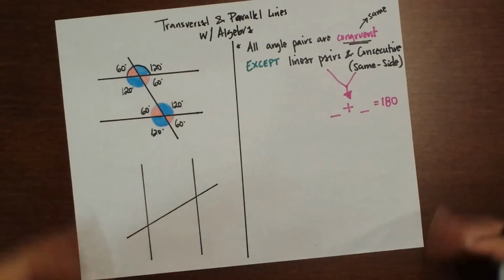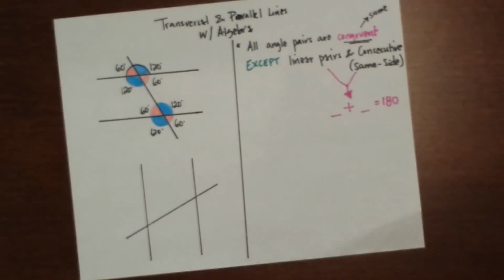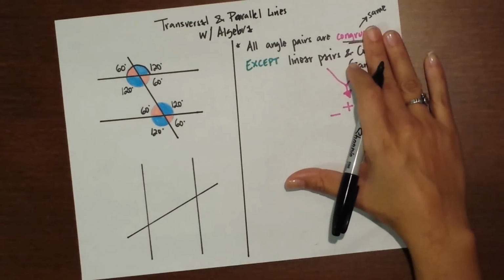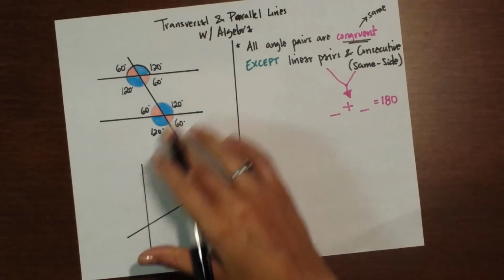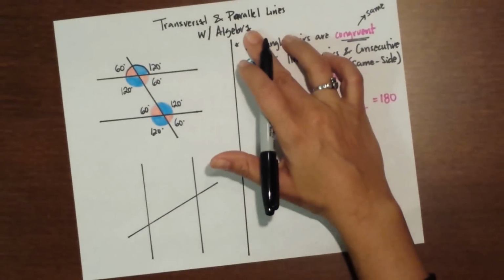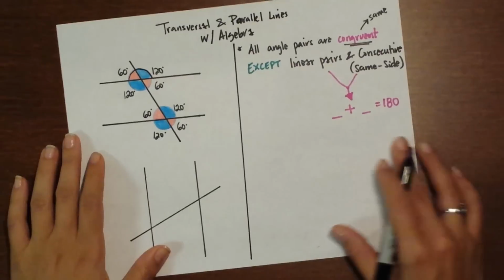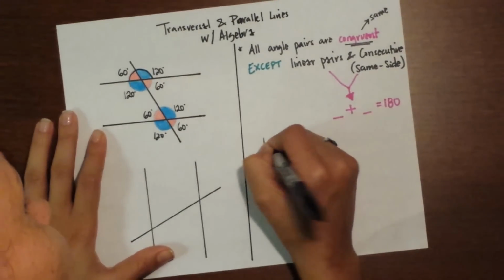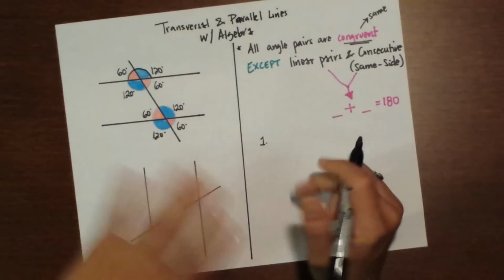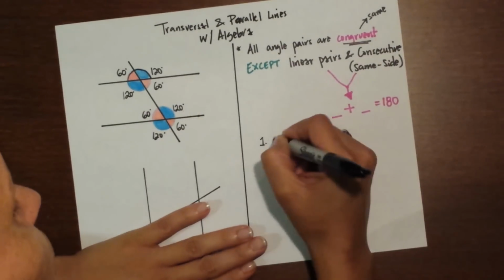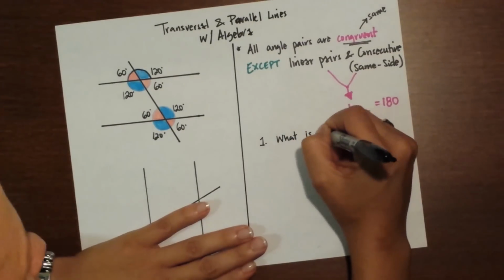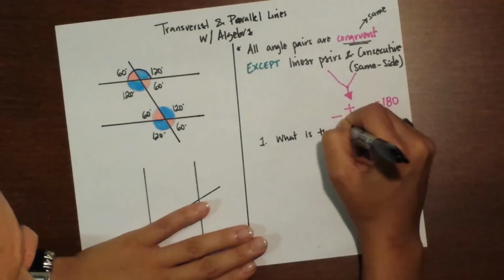So what I actually want you to do is, in your notes, write the following down. You don't have to copy any of what I've drawn, but the following is what you need to write down. You're going to put a title: transversal and parallel lines with algebra. Whenever you're doing that, I want you to ask yourself, or do, these 5 things. So number 1, I need you to write this down. Number 1, ask yourself, what is the relationship?